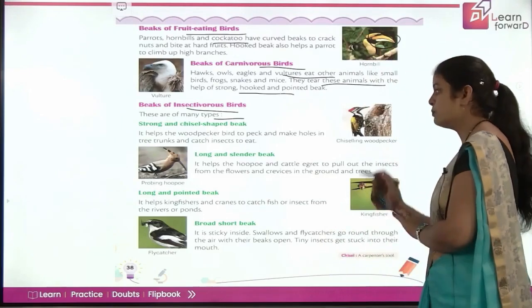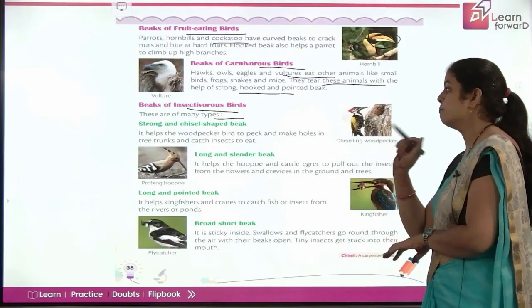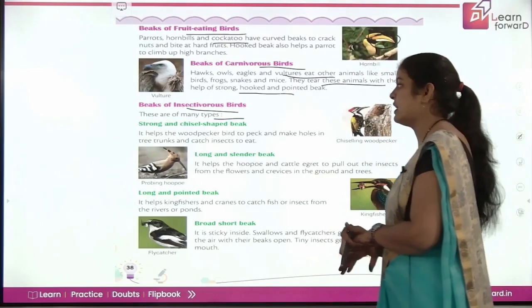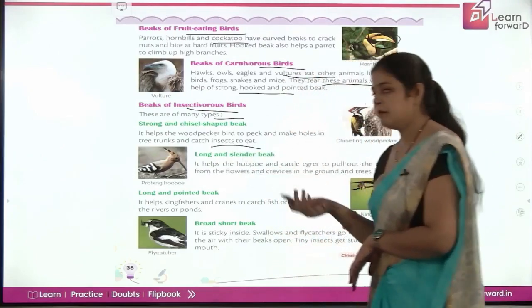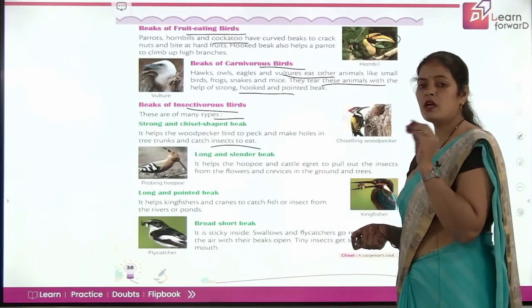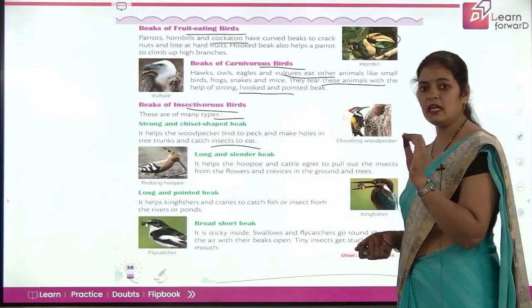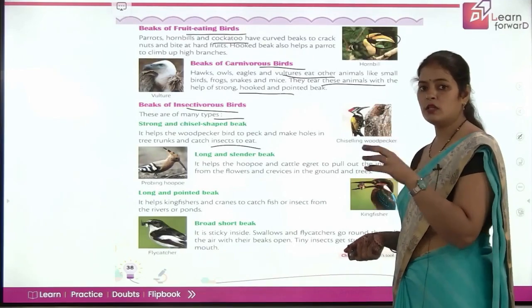It helps the woodpecker bird to peck and make holes in the tree trunks and catch insects to eat. There might be some insects present in the trunk of the tree, so it just pecks, makes a hole and takes all the insects that are present there.